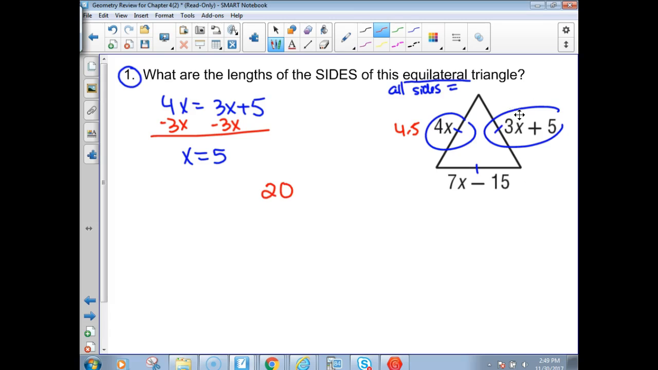Check this one out. We do 3 times 5 plus 5, which is 15 and 5, which is another 20. So all 3 sides are 20. But it's good to double check that you plugged in more than once, because if you did get a different answer, you'd know you probably did something wrong in your algebra.